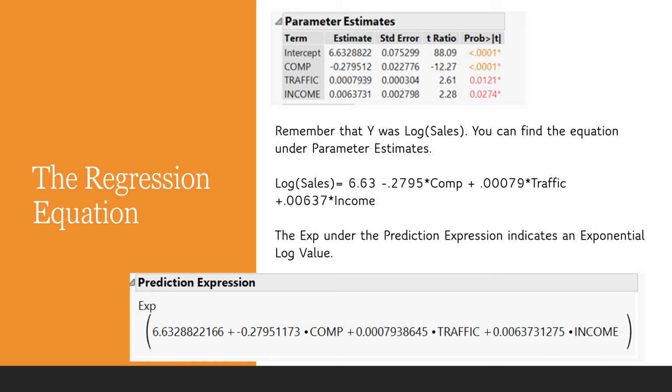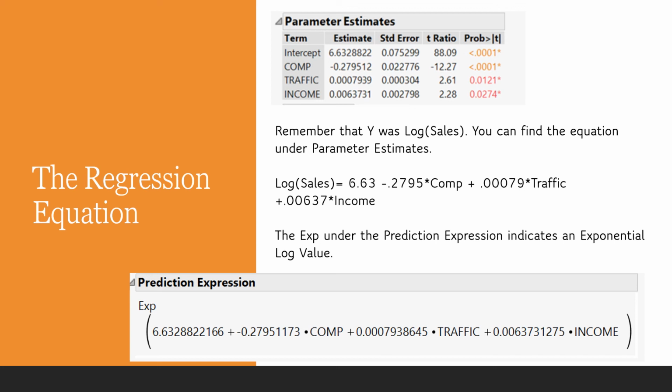Now find the regression equation. You can look in one of 2 places. Parameter estimates will always be given. Under the word estimate, you find your y-intercept. So start with what the y value is that you're predicting. Log of sales equals. Then put in your y-intercept, 6.63. Now keep going down the estimate column. Minus 0.2795 times competition. Then plus 0.00079 times traffic, and plus 0.00637 times income. This will be our model.